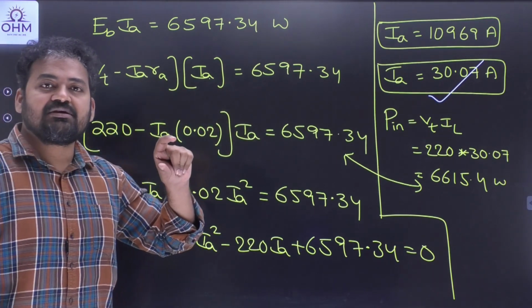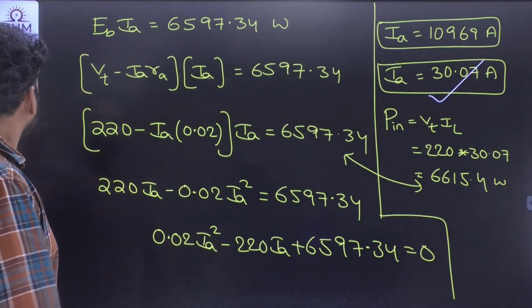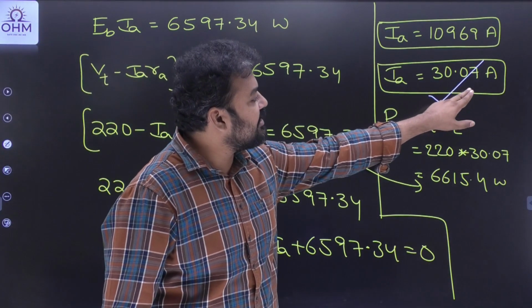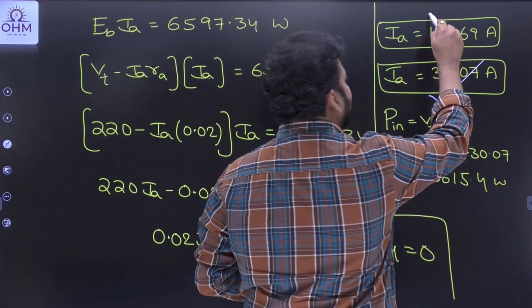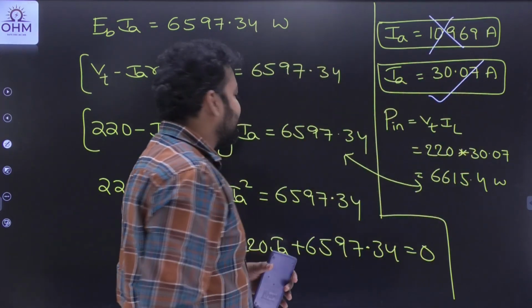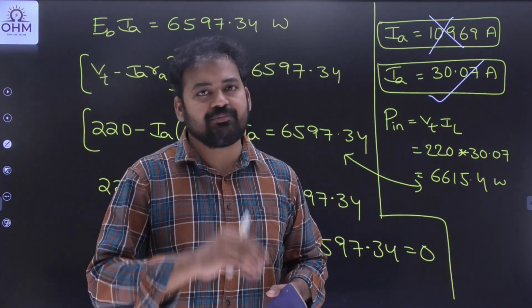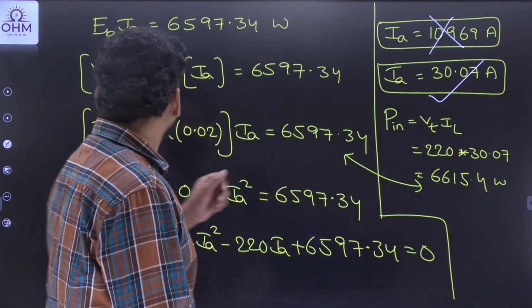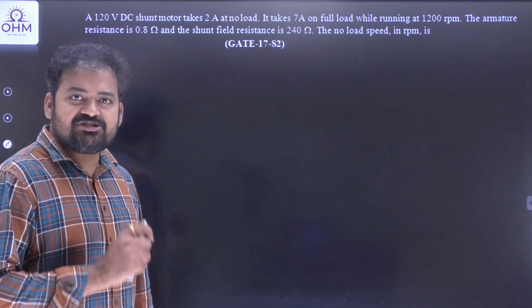In case it is a numerical answer type question, NAT type question, then definitely you have to choose this one as your answer, because this current will give you a much higher input power compared to output power. That shows that the machine has too many losses, which is not a practical condition. Therefore, the answer is option B, 30 ampere. All right, let's move to the next question.